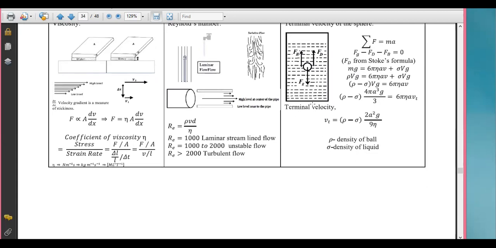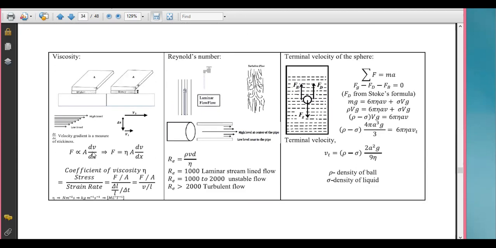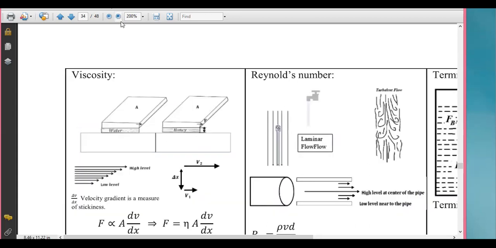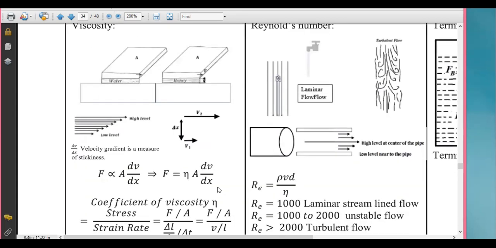So we talked about laminar streamline flow and turbulent flow. We talked about this A dV by dx. The top layer will be going at a higher velocity, whereas the bottom layer will be going at a lower velocity. We talked about the comparison between honey and water. In the case of water, the velocity here and the velocity here is not going to be much different, because as you pull this, all the layers will be coming along with the upper layers. But that is not the case with honey. When you pull it, the top layer alone will be coming. The bottom layer will still be sticking, which means this difference will be higher.